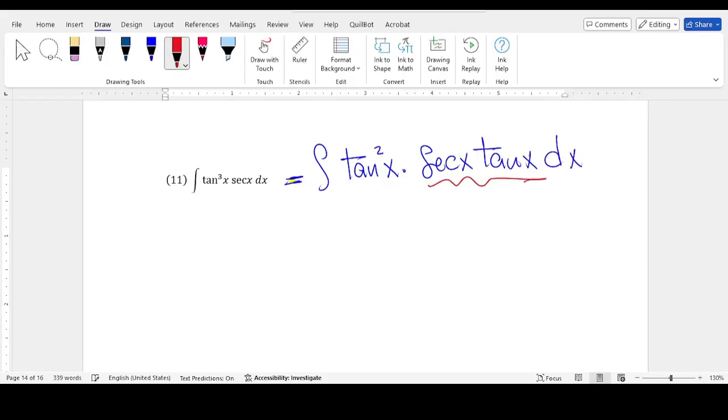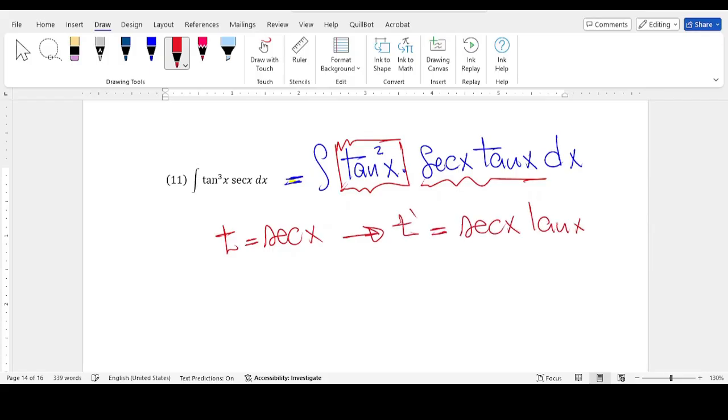Sec x tan x is the derivative of sec. This means that we need to transform this tan square to be a function of sec. So if we let t equal sec x, then t dash will be sec x tan x, where this tan square will be replaced by sec square x minus 1.